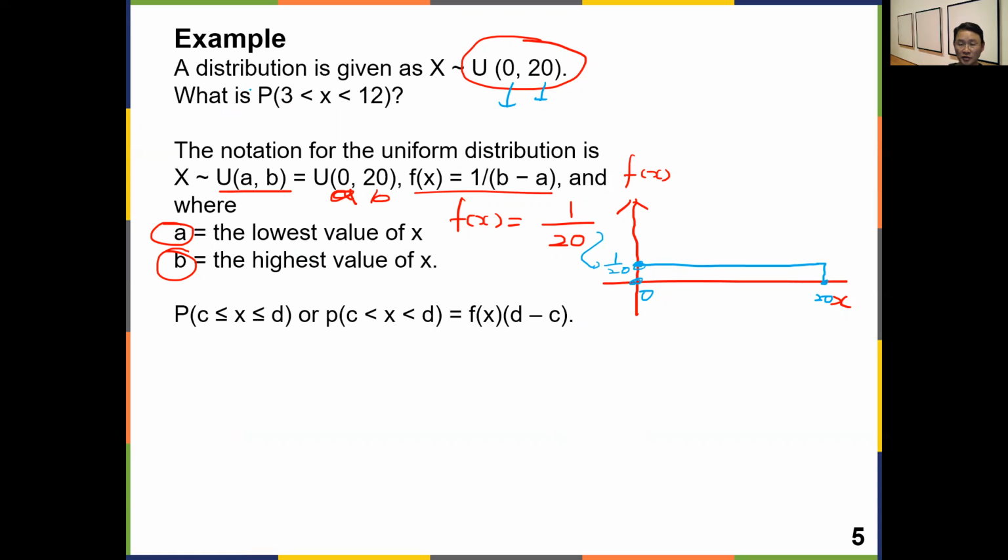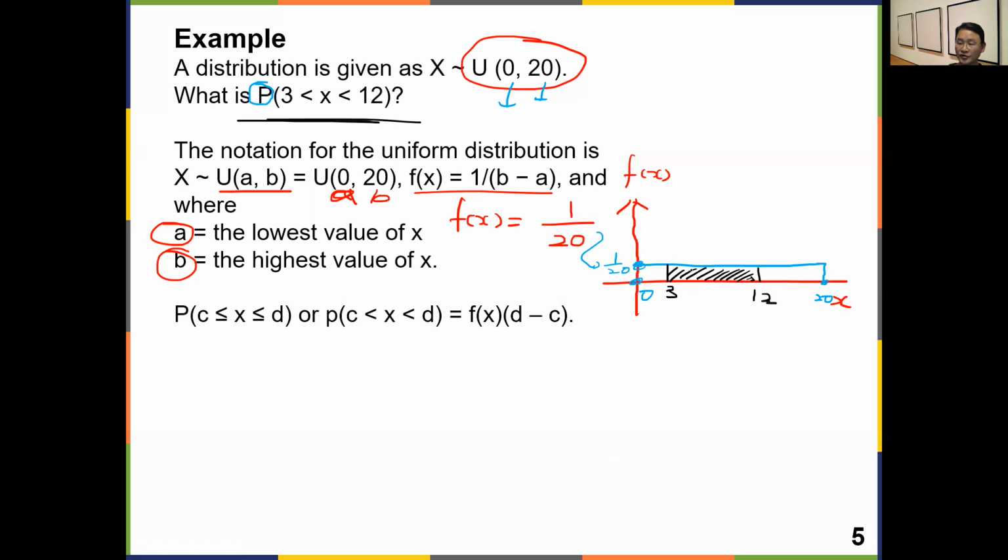Now, see this P, what do you think this P refers to? That's a probability, or you can think of it as a proportion. Now that's the same thing. So it's going to be between 3 and 12. Just roughly speaking, let's say 3 is here, and let's say 12 is here. So figuring out this probability is the same thing as figuring out the area of this rectangle shape between 3 and 12, just like that.